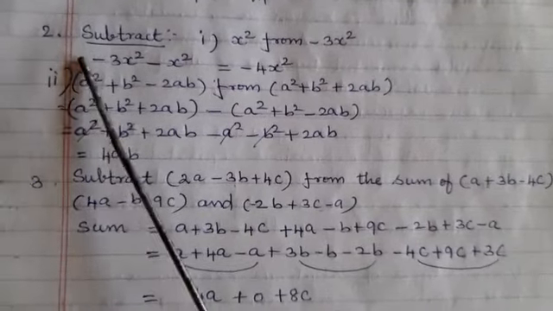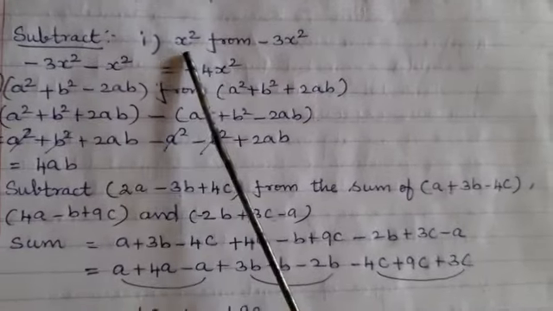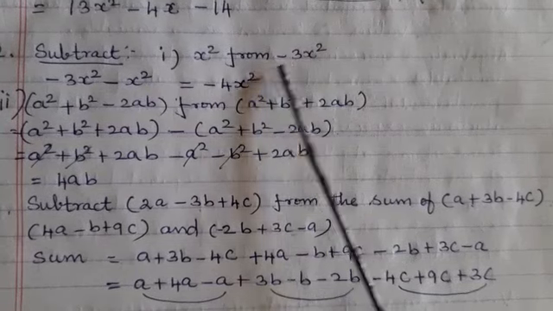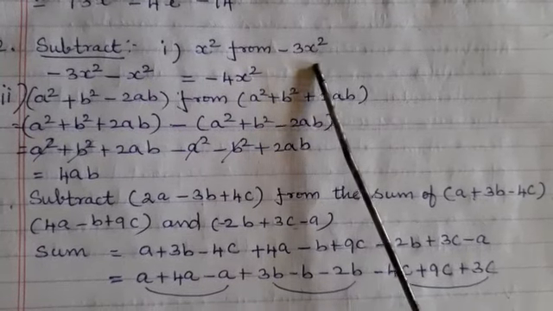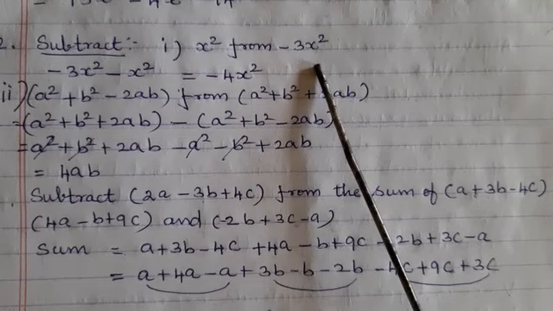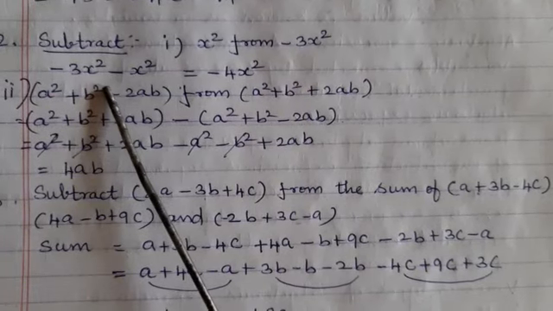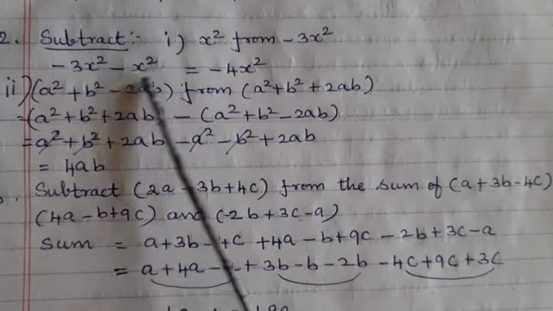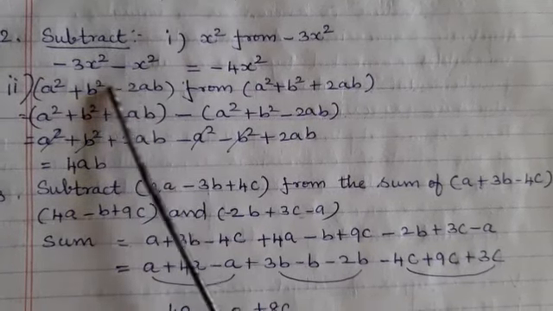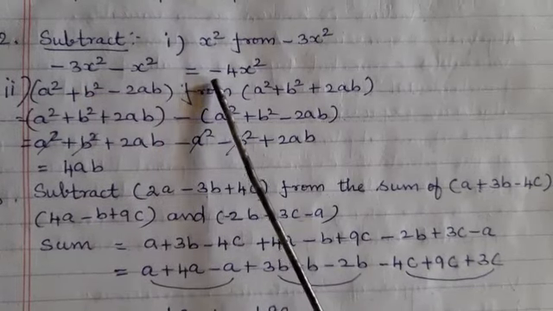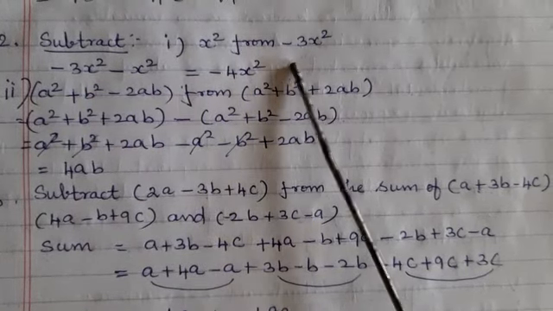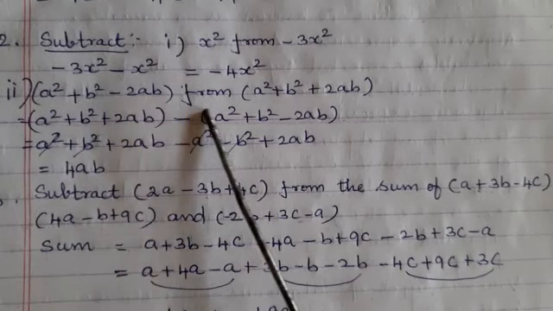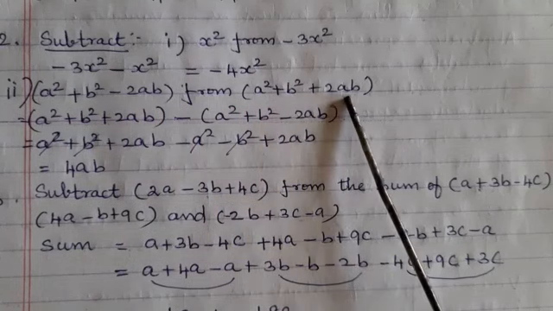Number 2, subtract. Question number 1, x squared from minus 3x squared. So as usual, first we have to write down whatever the number, variable or expression is there after 'from'. That is minus 3x squared. Now we have to do the subtraction, so put the minus sign and x squared. Using the integers rules, both are negative, so we have to add them and put the same sign, that is minus 4x squared.